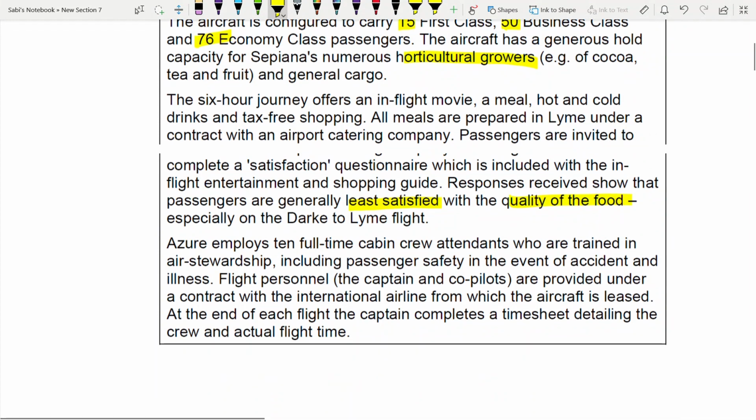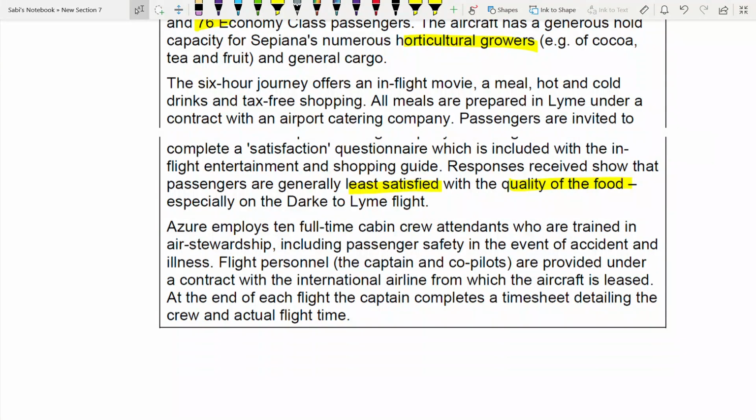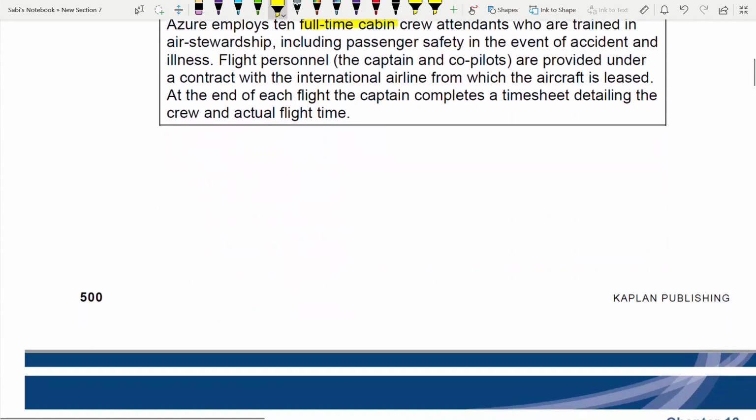Next, they employ 10 full-time cabin crew, who are trained in air stewardship and passenger safety, what you're supposed to do in the event of an accident. And the flight personnel, both captain and co-pilots, are under contract with the international airline from which the aircraft is leased. At the end of each flight, they have to complete a timesheet detailing the crew and the actual flight time. So this is regarding flight crew, their safety and so on.